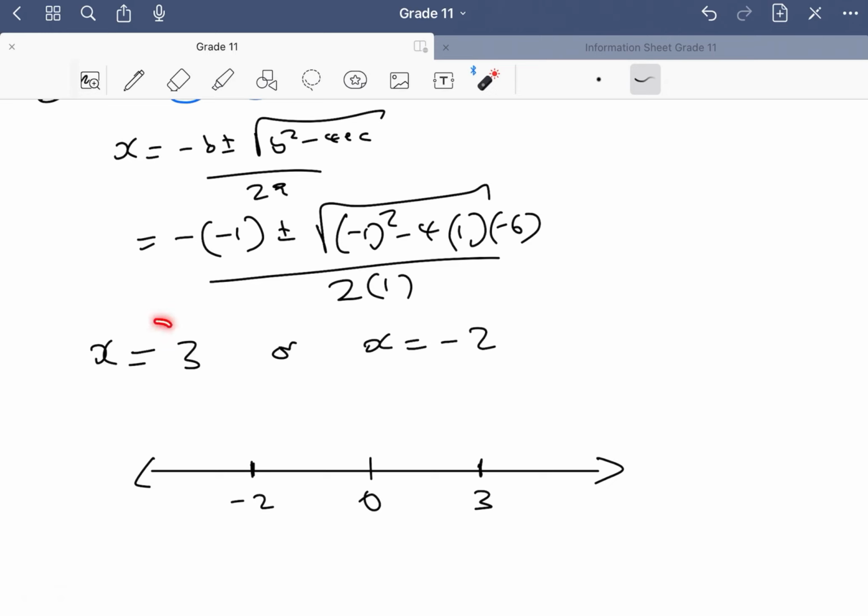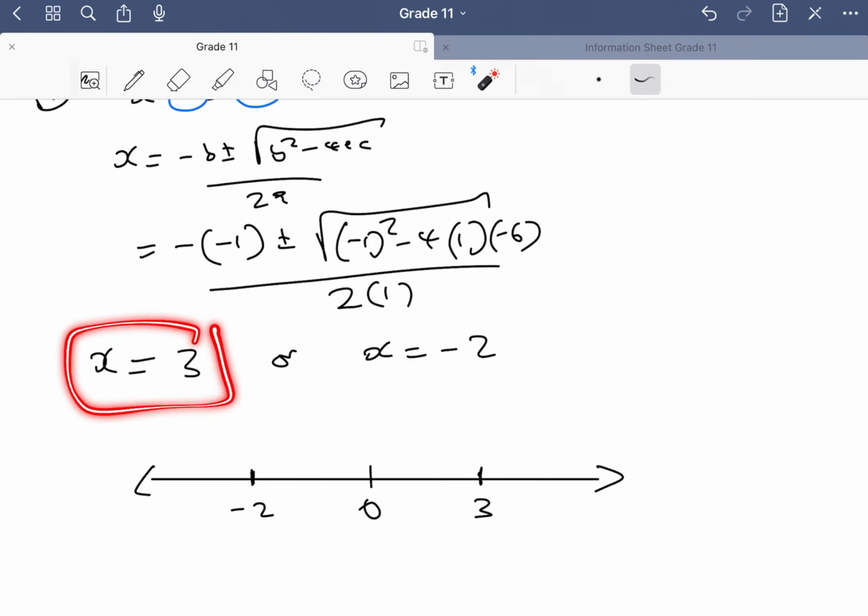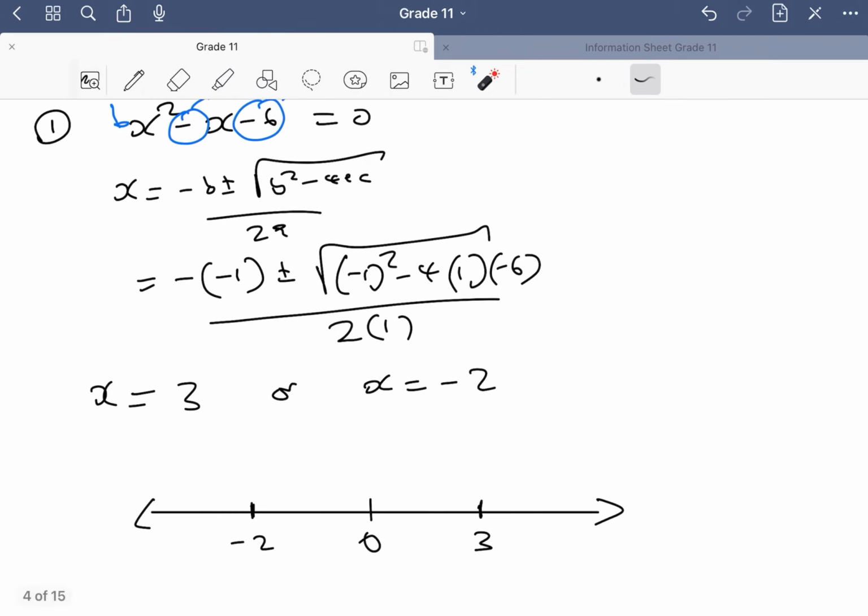So let's look at 3 first. You take a value that is between 0 and 3, right? Take any value between 0 and 3. Don't take 0, don't take 3. Any value between 0 and 3. You can take 1, you can take 2, right?